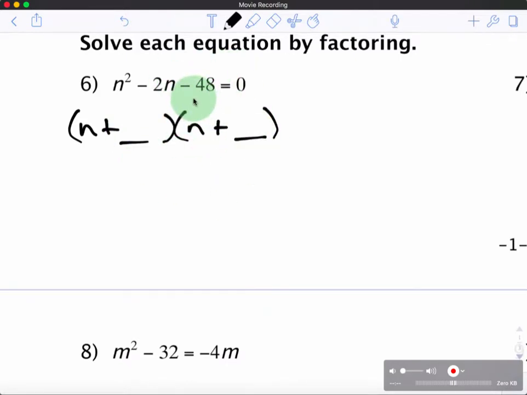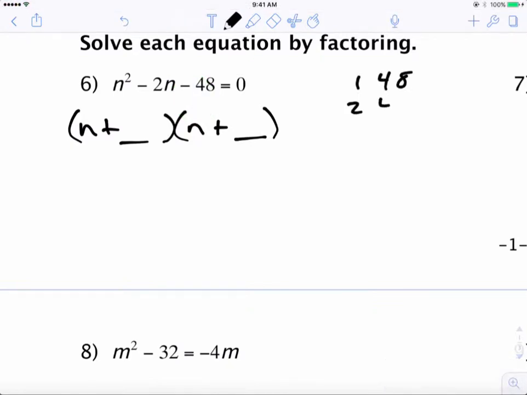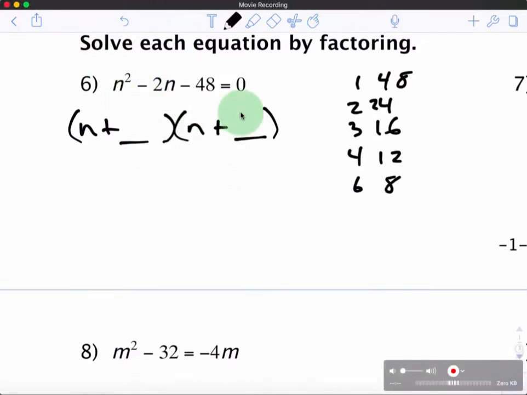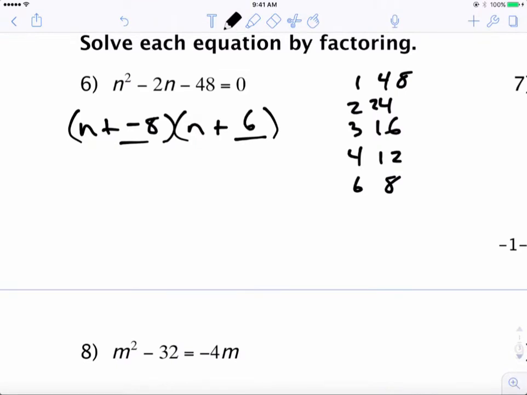So I think our options are 1 and 48, 2 and 24, 3 and 16, 4 and 12, 6 and 8. And we need one to be positive and one to be negative, so that our product is negative 48. And they're going to need to add to negative 2. So I'm thinking negative 8 and positive 6. So we're going to say that factors as n minus 8 times n plus 6. And I urge you to go ahead and multiply these together to confirm that.